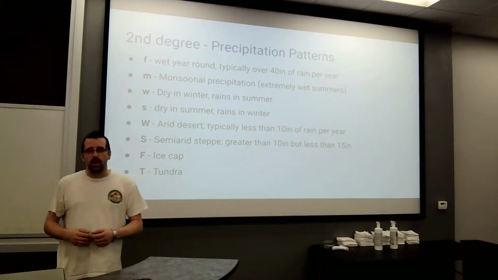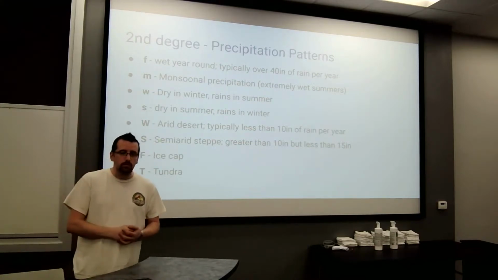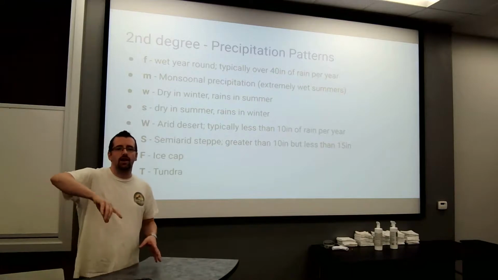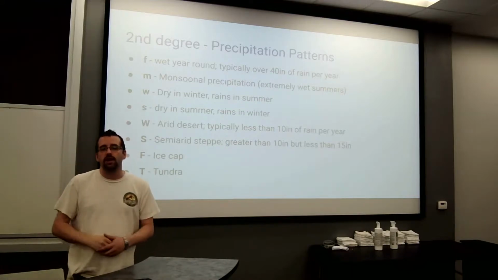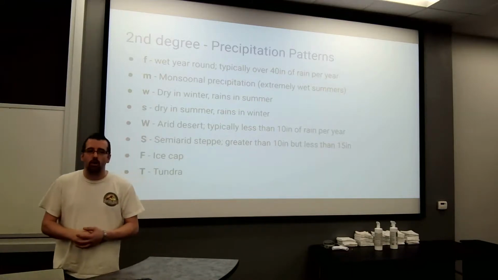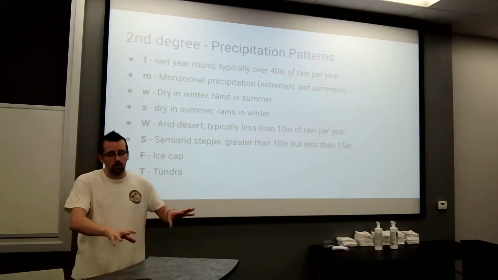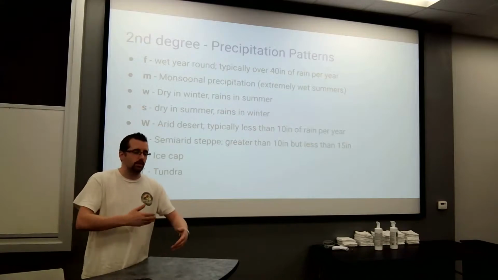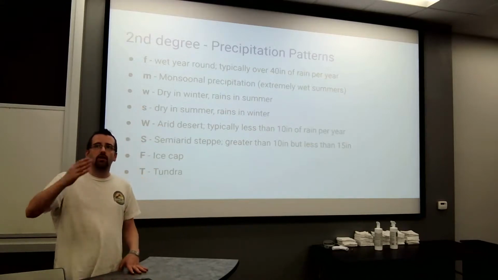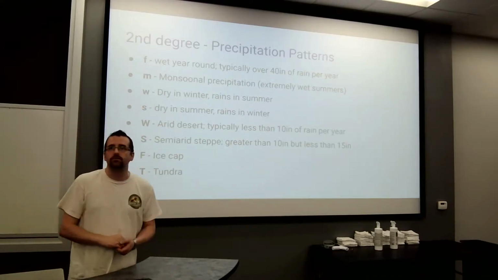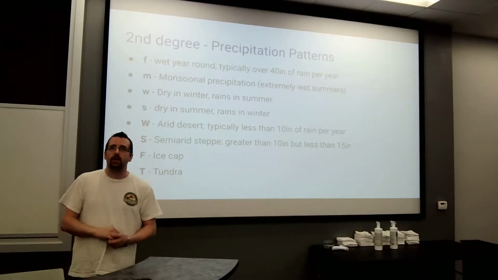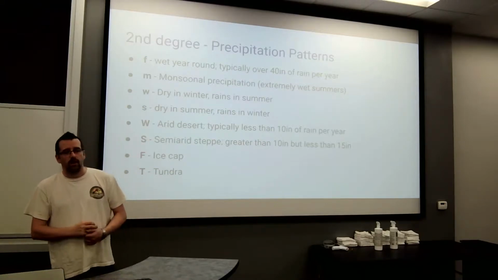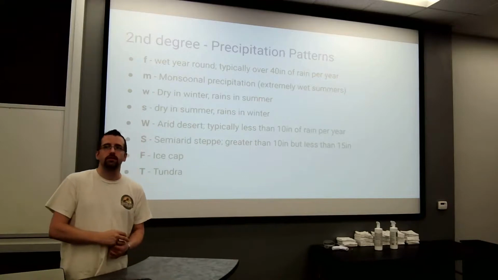Well, we have to ensure that you put them in the right case, uppercase and lowercase. It does make a difference, and it will throw off your classification if you put lowercase, because some of these do share. So here's a large W for your arid desert, typically less than 10 inches of rain a year. Think like the Sahara or the Gobi deserts.